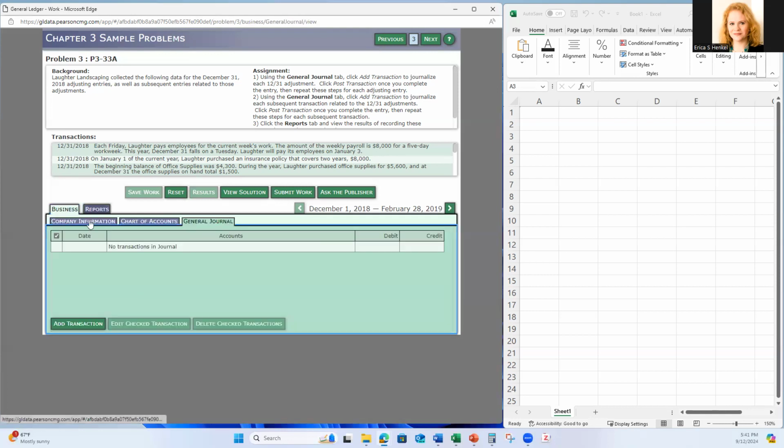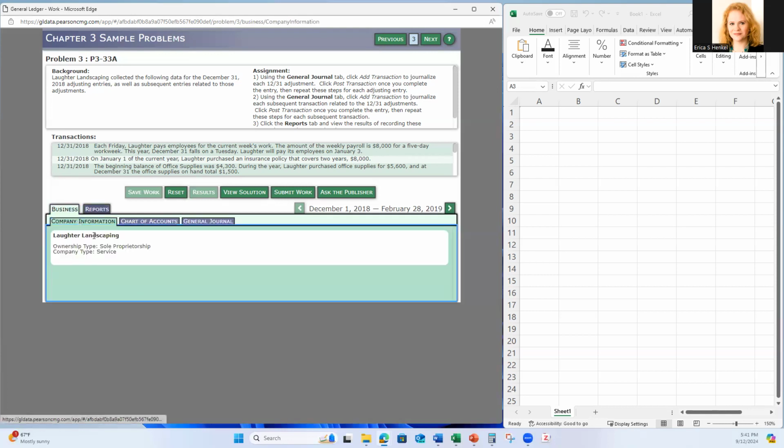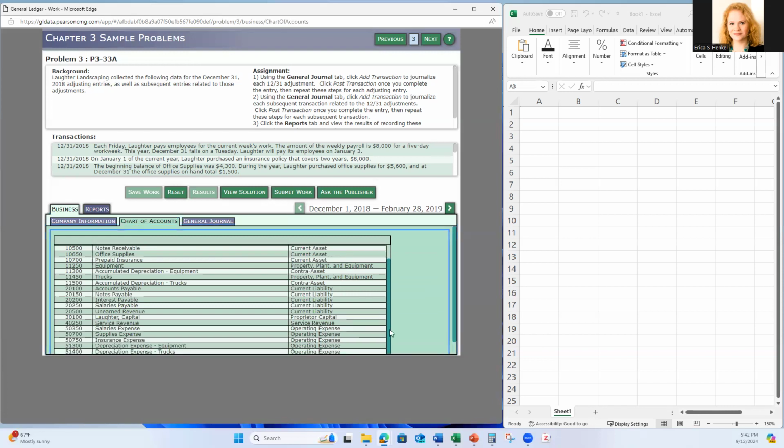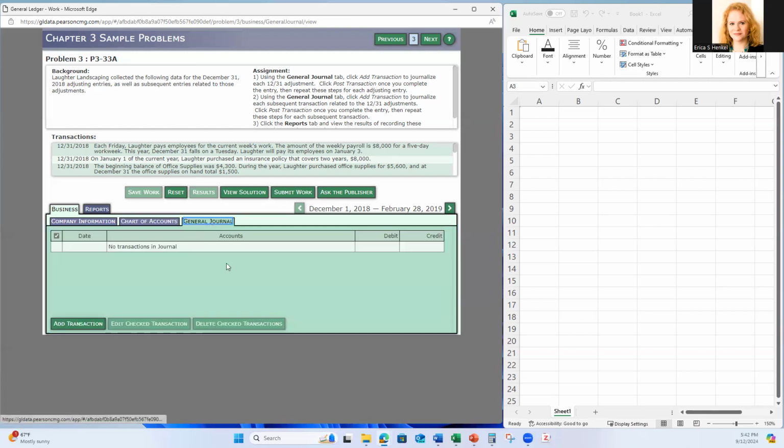And so we have here some company information we can look at. Laughter Landscaping, a sole proprietorship that earns revenues through services. We have a chart of accounts, which tells us the account numbers, names, and account types in our chart of accounts. And then we have this general journal tab where we can actually make journal entries. What we're going to need to do is make some journal entries on here.